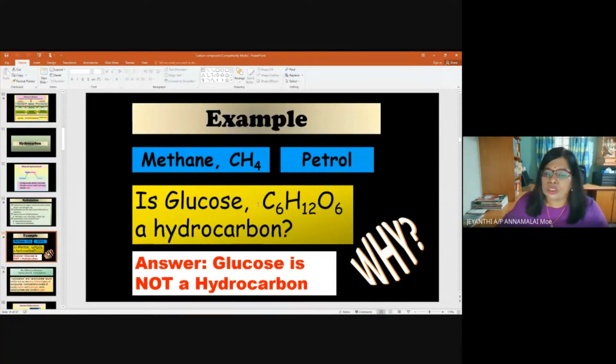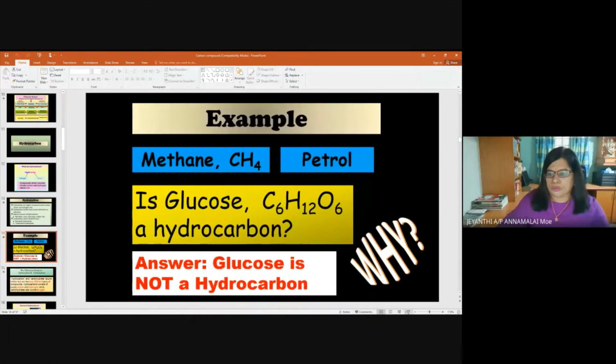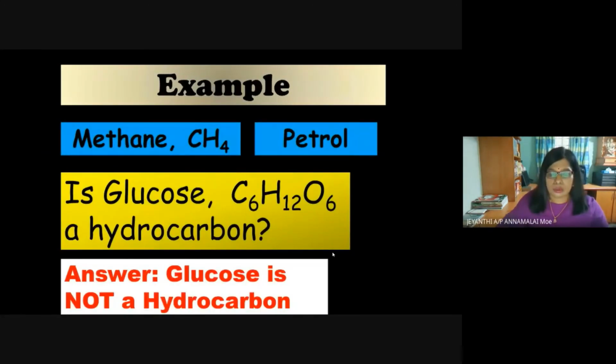So almost all living things have carbon, and it's a carbon compound, but it's not a hydrocarbon. Hydrocarbon is very clear. It's a carbon compound, but the special name hydrocarbon is given because it has only hydrogen and carbon. Clear? Yes. Okay, moving on. So this one is very clear. Glucose is not a hydrocarbon, but it's a carbon compound.